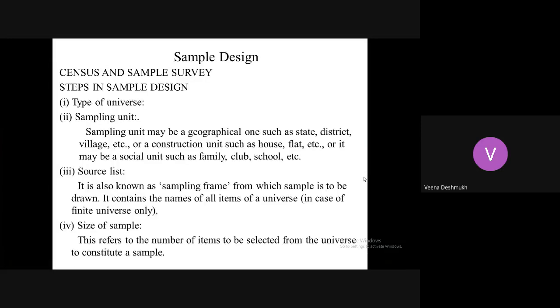In this class, we'll discuss sample design. Now, what exactly is sample design? We know what samples are. Now, how to select these samples? First thing, we should understand what the population or the universe is.